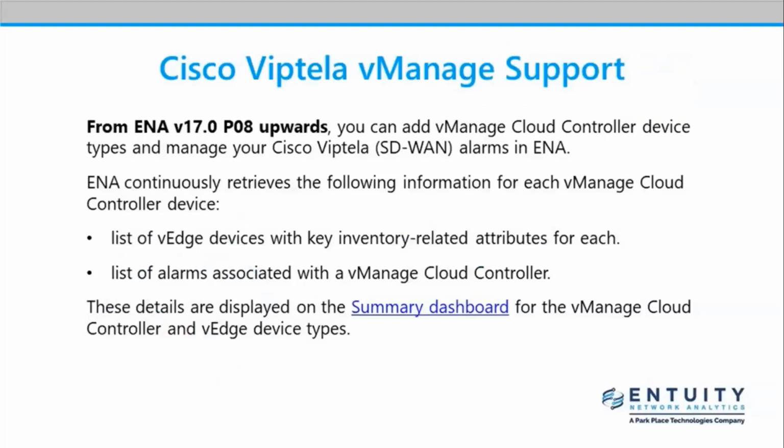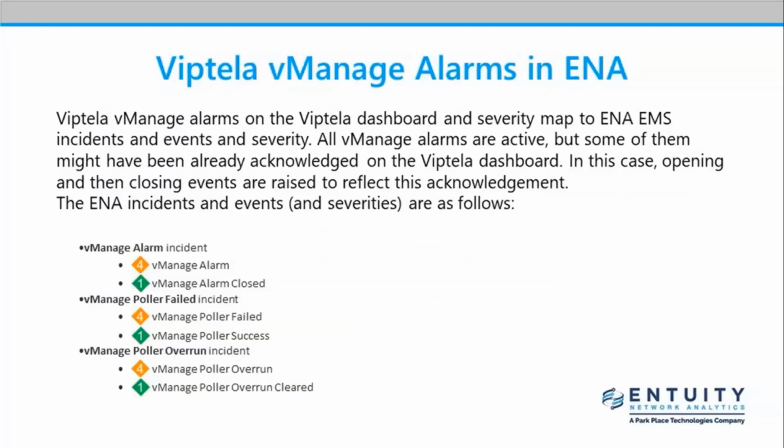This enables all of the vEdge devices which make up the SD-WAN to be visualized, and it will allow the alarms that are generated in real time and made visible through the vManage cloud controller to be turned into ENA events and therefore corresponding incidents. These are the vManage events that are raised relating to alarms, polar failures, and polar overruns. They will open and close corresponding incidents.